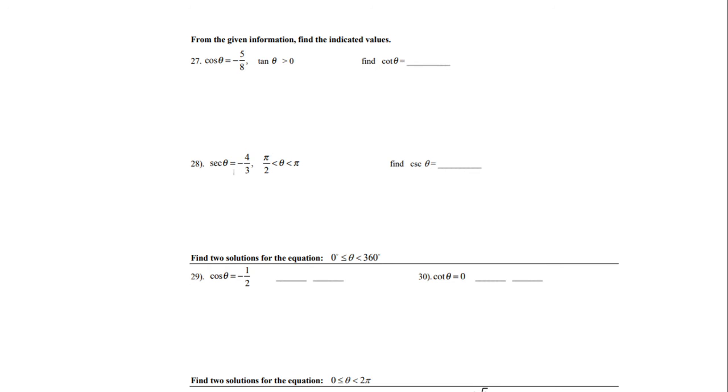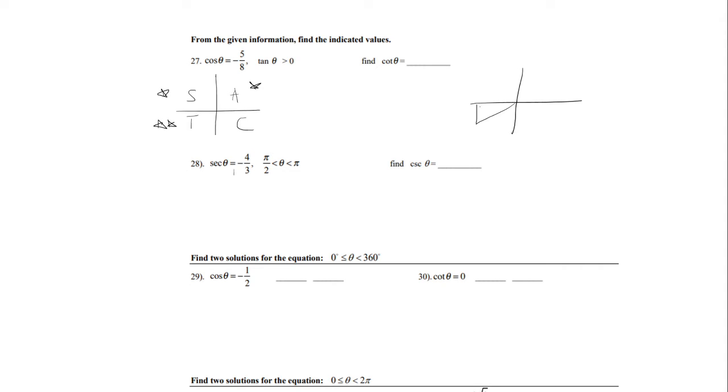Let's start with 27. We have cosine is negative and tangent is positive. So if we look at the acronym All Students Take Calculus, cosine is negative in the second and third quadrant. Tangent is positive in the first and the fourth. So clearly we have to be in the third quadrant.